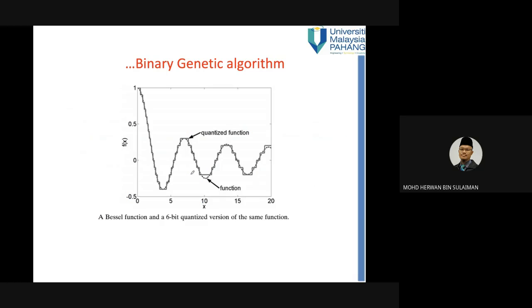Figure 3 shows an example of the quantization of the Bessel function. Suppose your result is in binary, but when you do the digitization, you quantize. This one uses a 6-bit quantized version of the same function. So we got an error here.